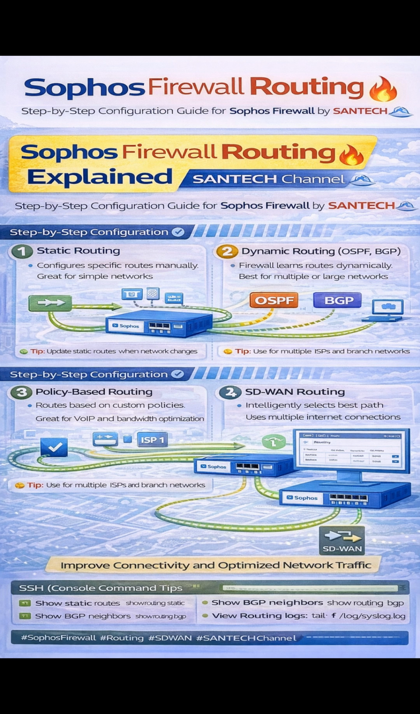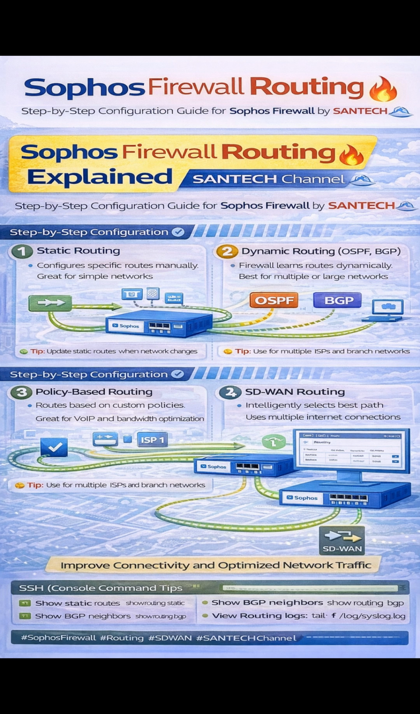Sophos Firewall also integrates routing with SD-WAN, allowing intelligent path selection between multiple internet connections. This means the firewall can automatically choose the best route based on latency, packet loss, and performance.